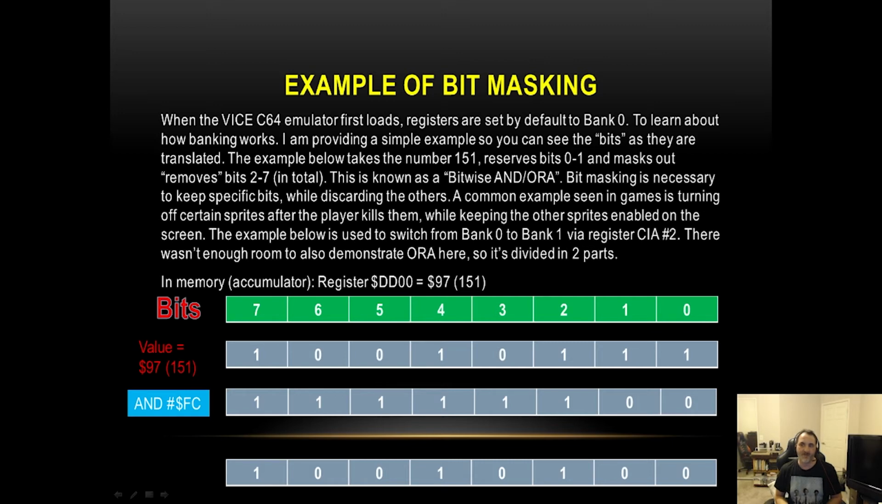A common example seen in games is turning off certain sprites after the player kills them while keeping the other sprites enabled on the screen. The example below is used to switch from bank 0 to bank 1 with register CIA number 2. There wasn't enough room to also demonstrate the OR example here, so it's divided into two parts on the next screen. You see the top line there represents the bits going from 0 to 7, and below that would be the value of 151 translated as binary. Then you see the AND example there, using our code example you saw earlier, and the result is what's down below.